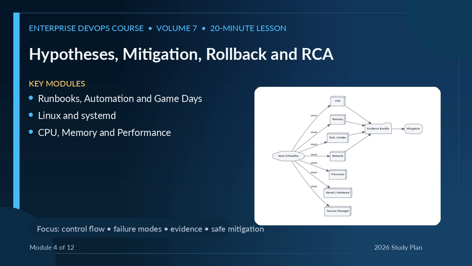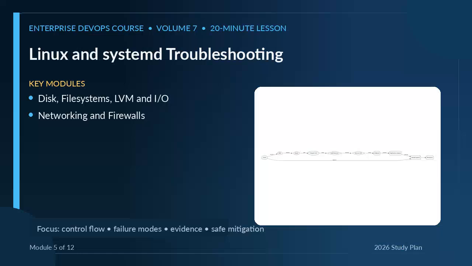In an interview, explain the design choice, the most likely failure mode, the evidence you would collect, and the safest mitigation before making a permanent correction. The module on disk, file systems, LVM, and I/O establishes the following ideas.